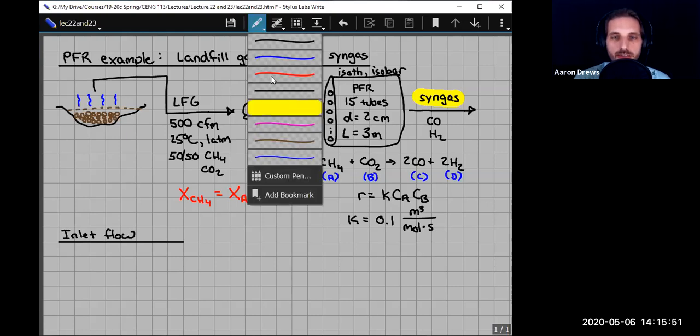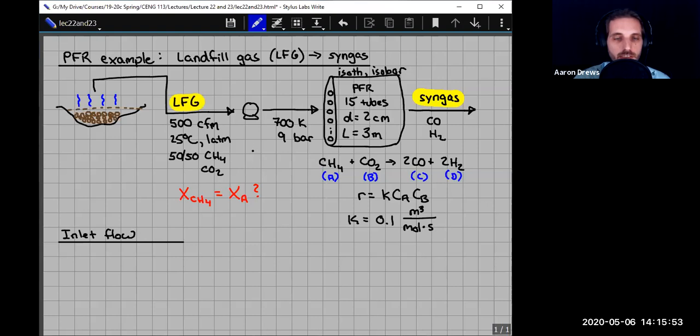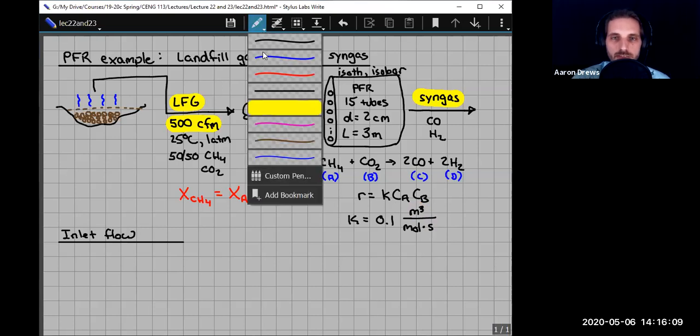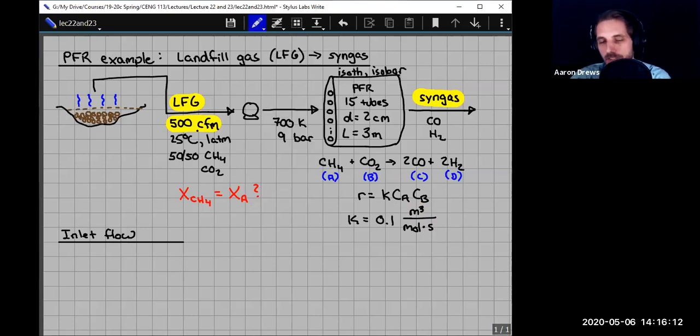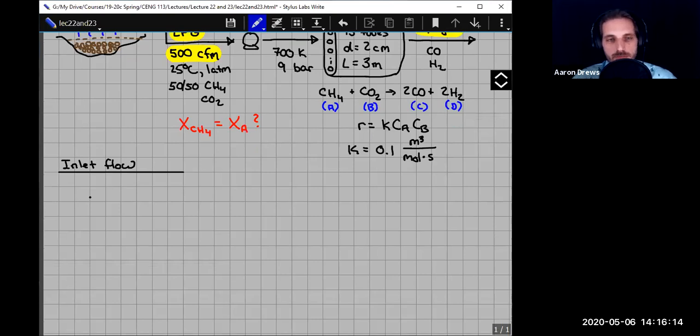So knowing the conditions of the LFG here, the landfill gas over here, we know it's coming in at 500 cubic feet per minute, but cubic feet per minute is not going to be a particularly useful unit because we have cubic meters and seconds over here. So we need to convert cubic feet per minute into cubic meters per second. I guess if you want to look up the conversion factors, you can. If I'm being honest, I usually just plug it into Google and say convert 500 CFM to cubic meters.